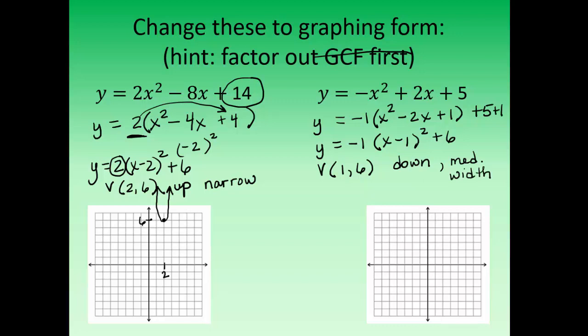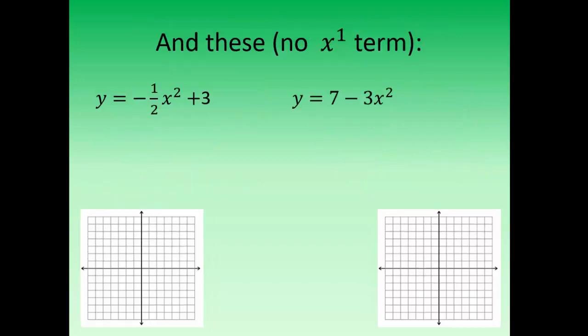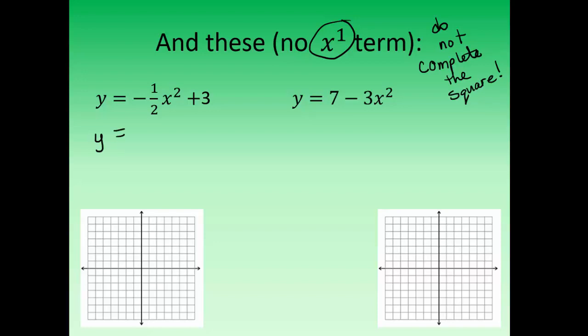All right, let's find it. So we're over at 1, up at 6, and it goes down and it's medium. So something like that. All right, let's try these ones. Notice in both of these, there is no x to the 1 term. If there's no x to the 1 term, we do not complete the square. It's not needed. We've already got graphing form.